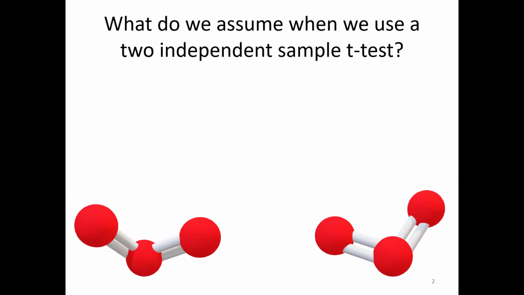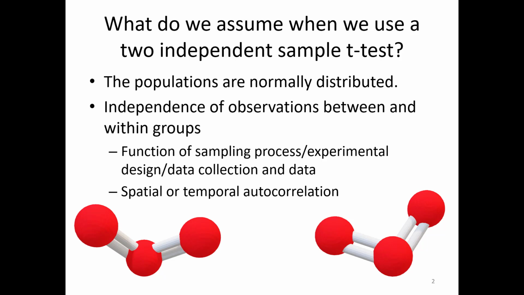So what do we assume when we use a two-independent sample t-test? First, we assume that populations are normally distributed. Again, we make assumptions about the populations, not the samples. We test our assumptions with the samples. And we also assume independence of observations between and within groups. So this is typically a function of the sampling process, random sampling, experimental design, data collection, and the data themselves.